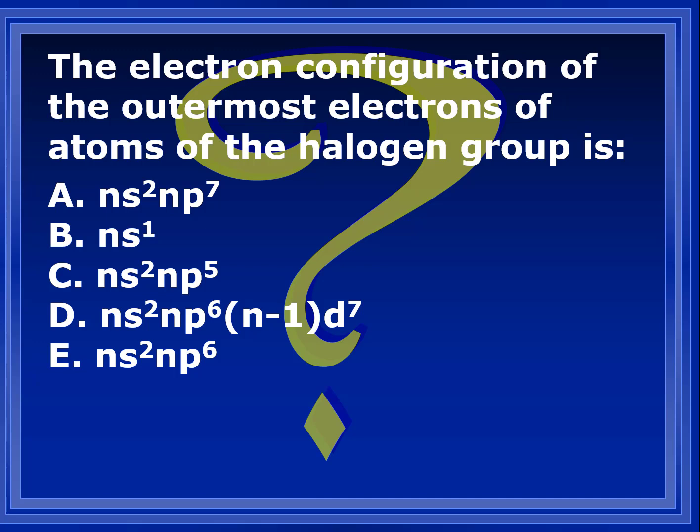So n just means the energy level. That's how the n minus 1 works. And for f's, it's going to be n minus 2 because they're 2 behind.